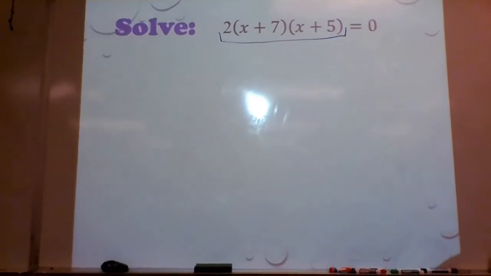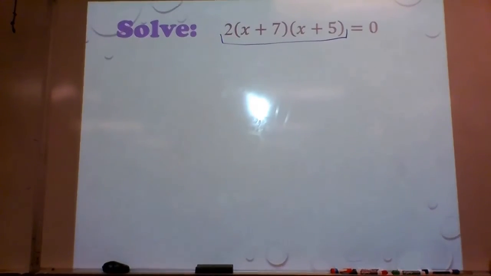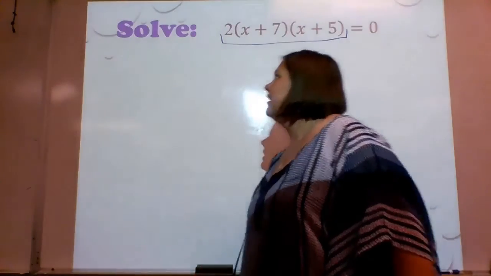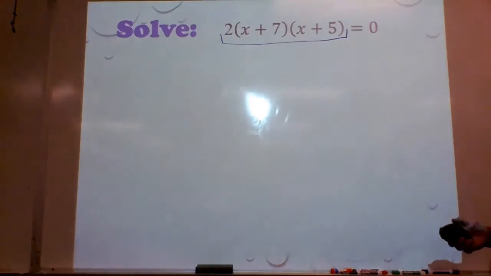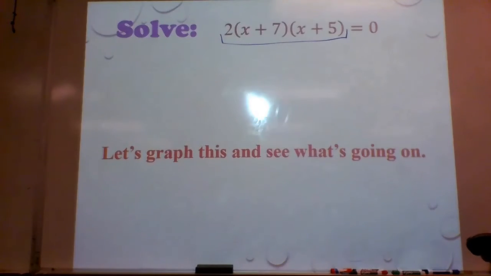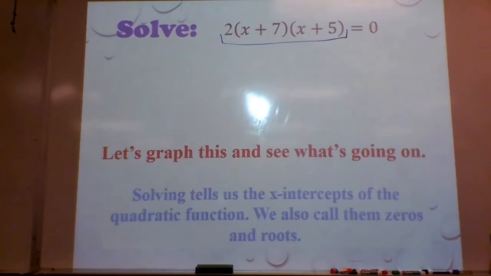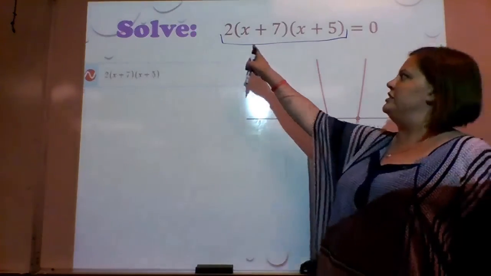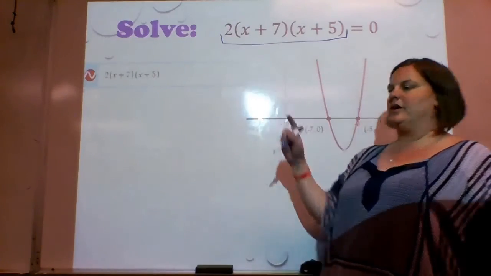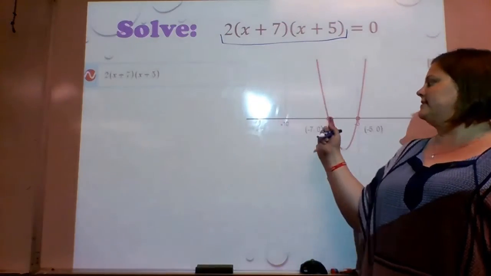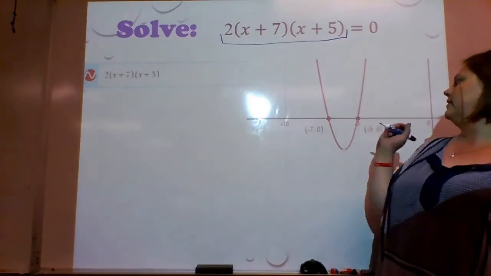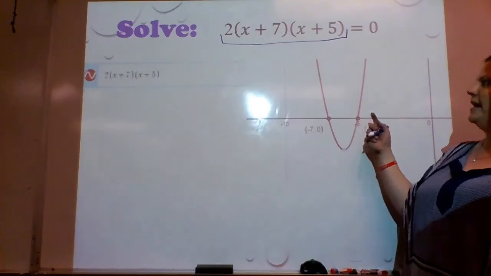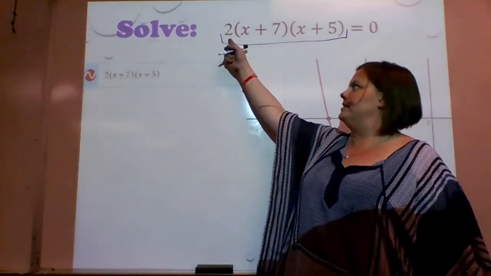Okay, by now, you should have been able to get this into Desmos. These answers, the x-intercepts of the quadratic function, we'll call them the zeros or the roots. You should have come up with this. Notice that this 2 had no influence on this because this -7 is the opposite of this 7. -5 is the opposite of +5. So that 2 had nothing to do with this.